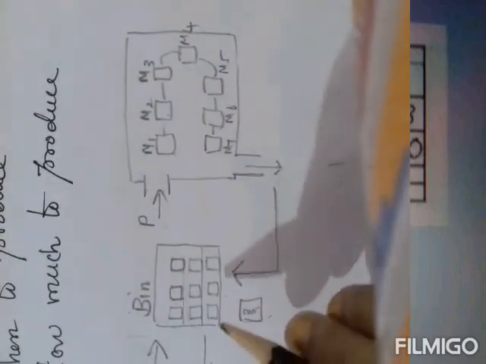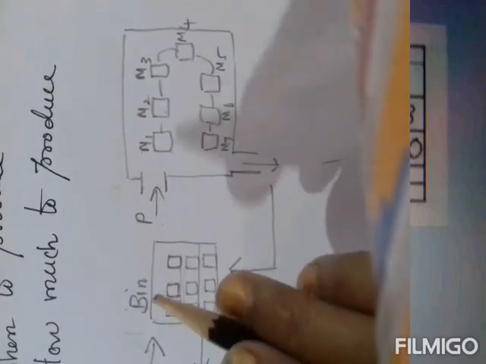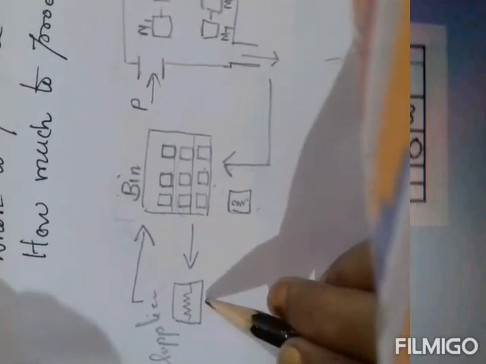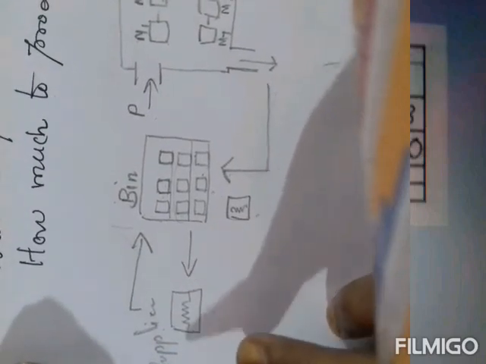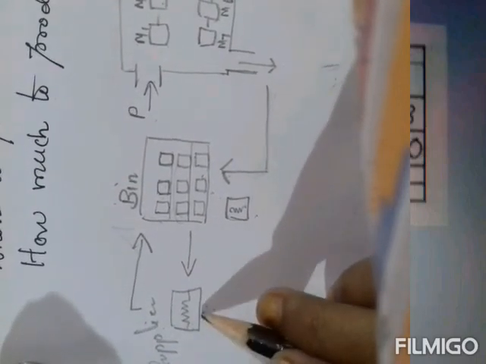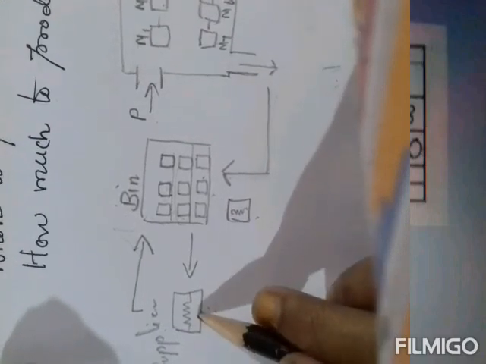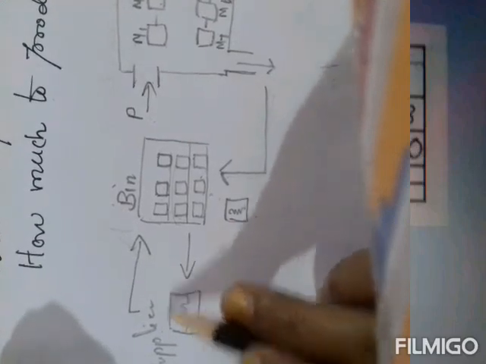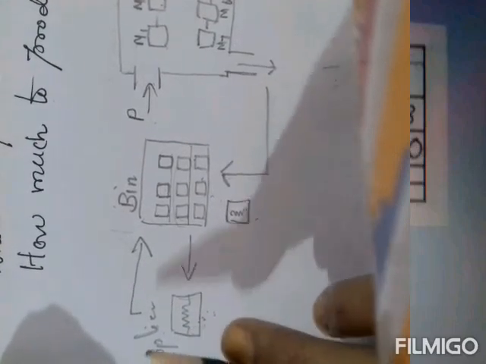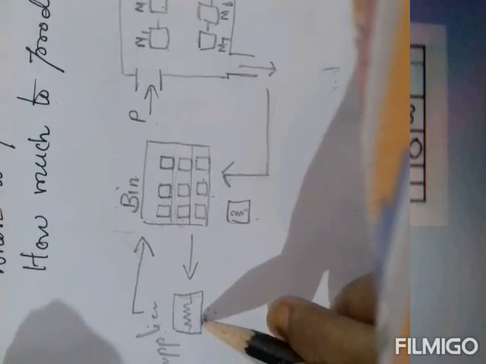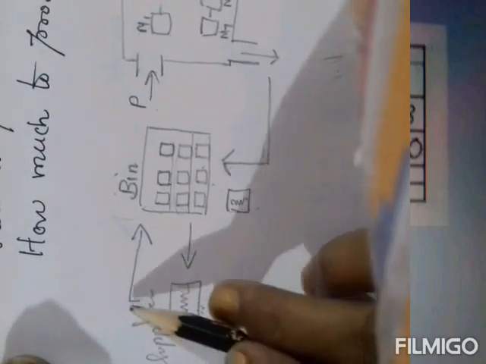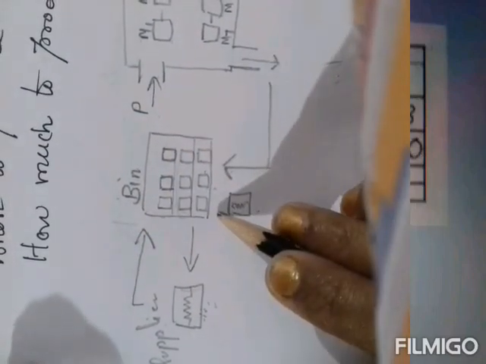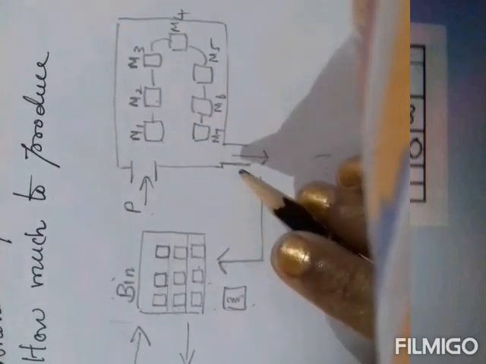and the processes will go on. Once the bin is empty, from the bin they will send one card to the supplier. In the card they will mention what kind of parts is required, when they want it, and how much quantity is required. Everything will be in this card. The supplier, after receiving this card, will send the parts to the bin. So now the bin is filled with parts, and again the process will go on.